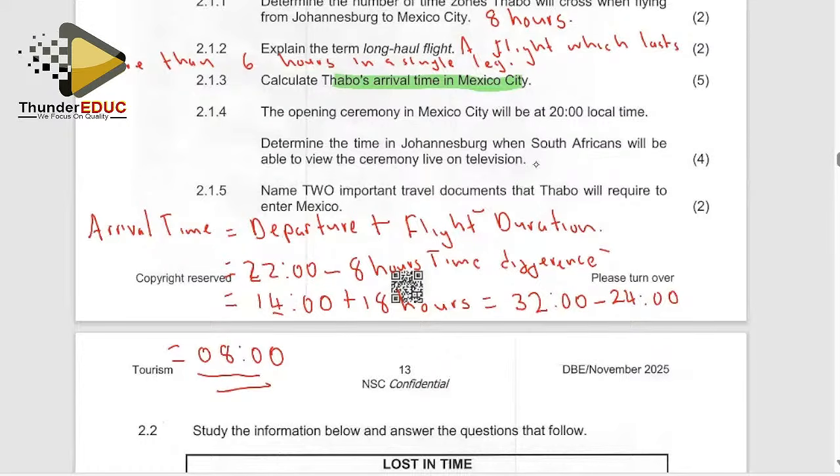Now, the next question reads, name 2 important travel documents that Thabo would require to enter Mexico. When Thabo is entering Mexico, he needs a valid passport. Always remember to mention the word valid. Valid passport. Because at times when you don't mention valid, you won't be credited with an answer. Then also remember to mention valid visa. Valid passport, valid visa. Those 2 terms are important. You must mention them at all given times.